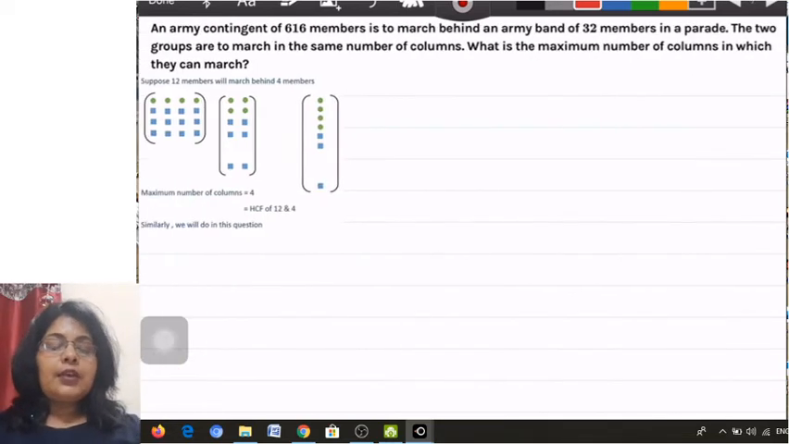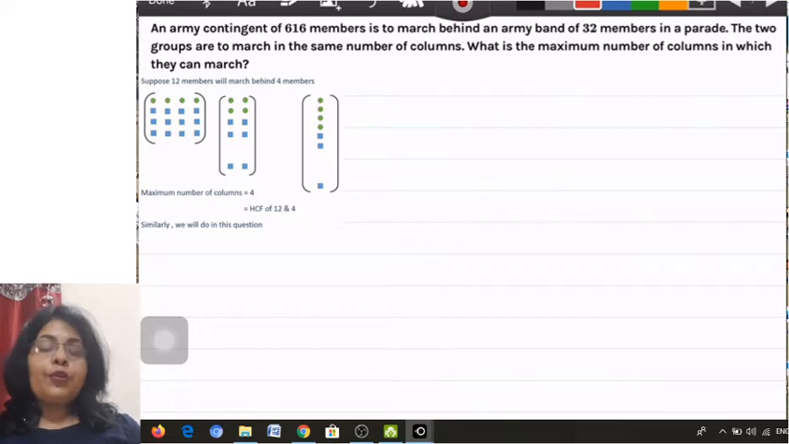One more question is there. It is of your book. An army contingent of 616 members is to march behind an army band of 32 members in a parade. The two groups are to march in the same number of columns. What is the maximum number of columns in which they can march?